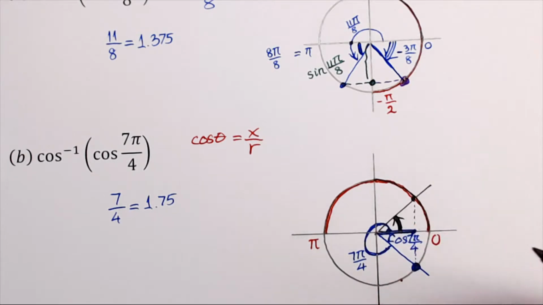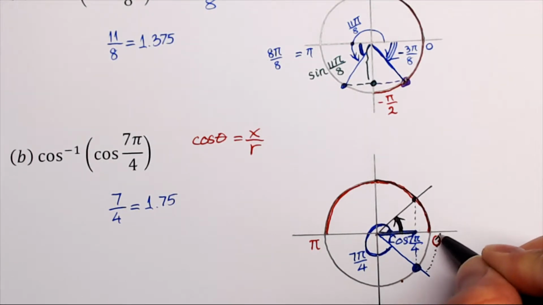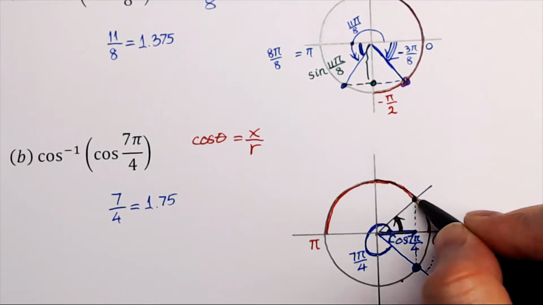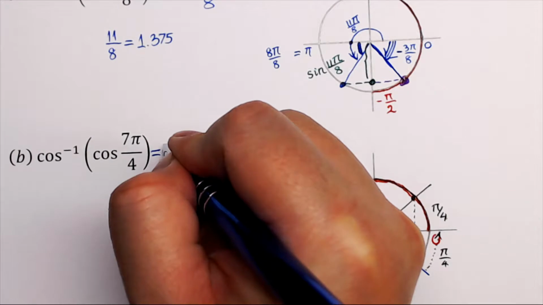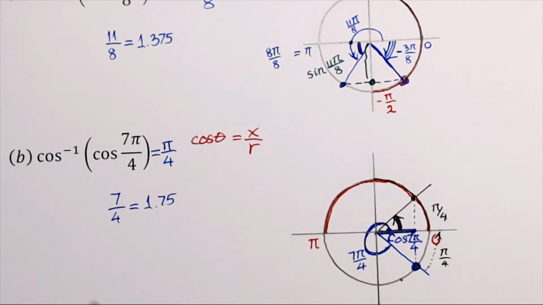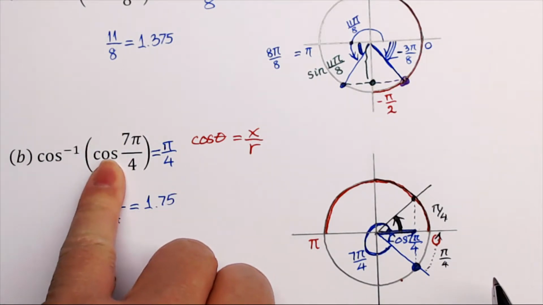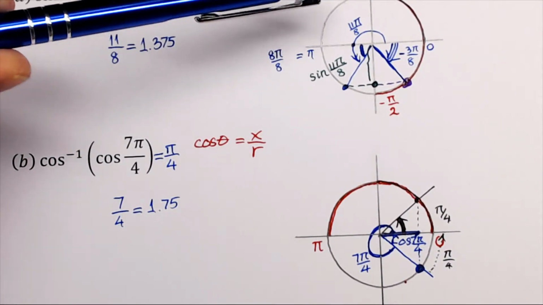Next, we have the cosine inverse of cosine of 7 pi over 4. The first thing we do is find the range of the inverse cosine. As always, we pick the first quadrant. Next, this is cosine inverse. For cosine, it is x over r. If we let r equal 1, cosine is equal to x. So on the unit circle, cosine is x.